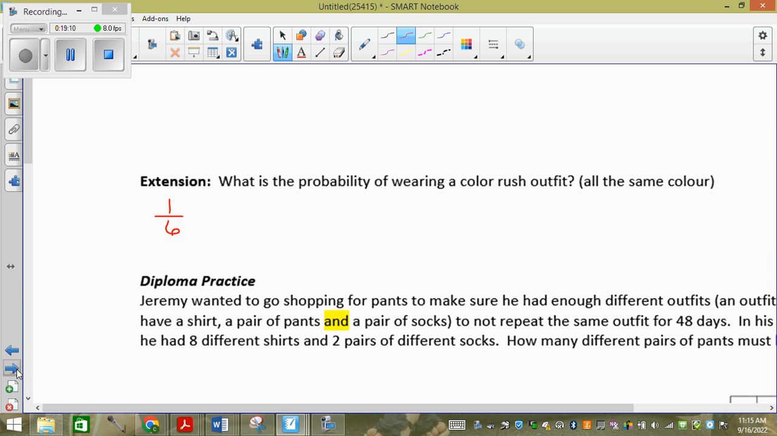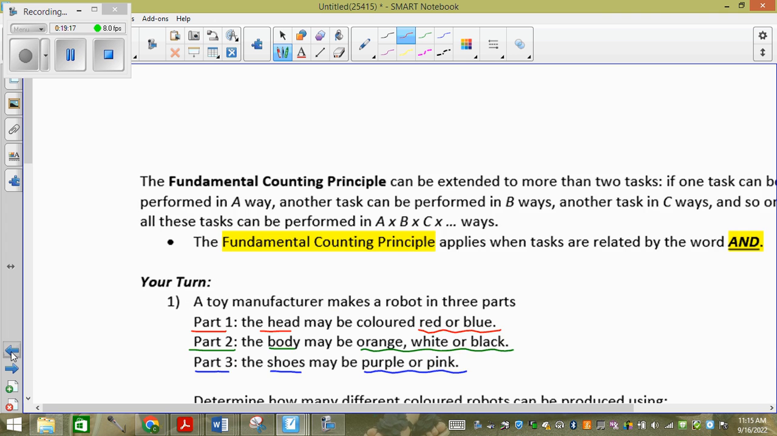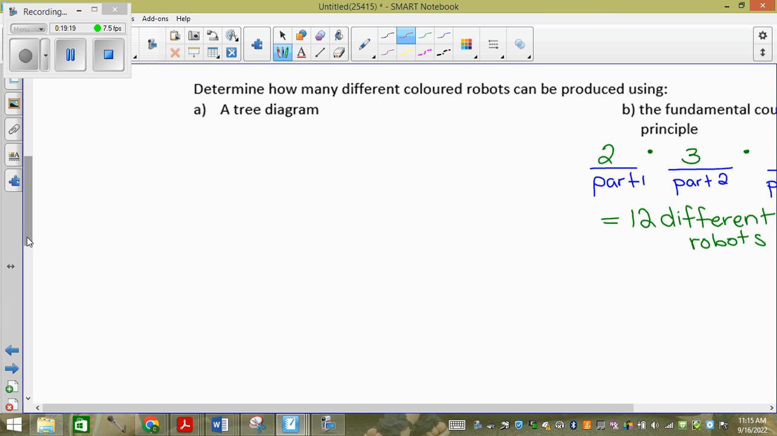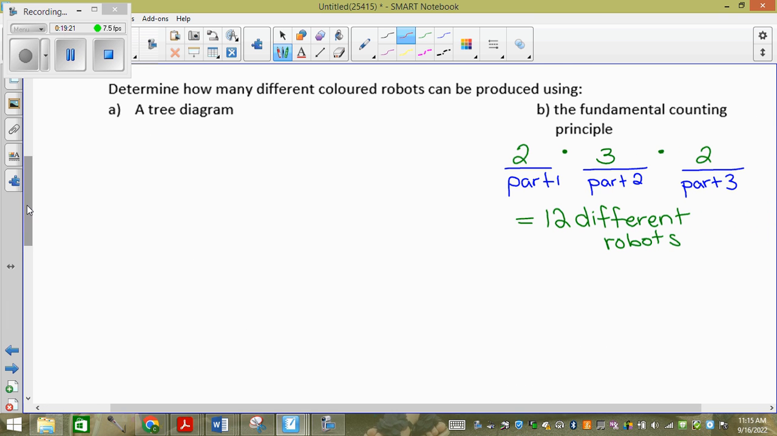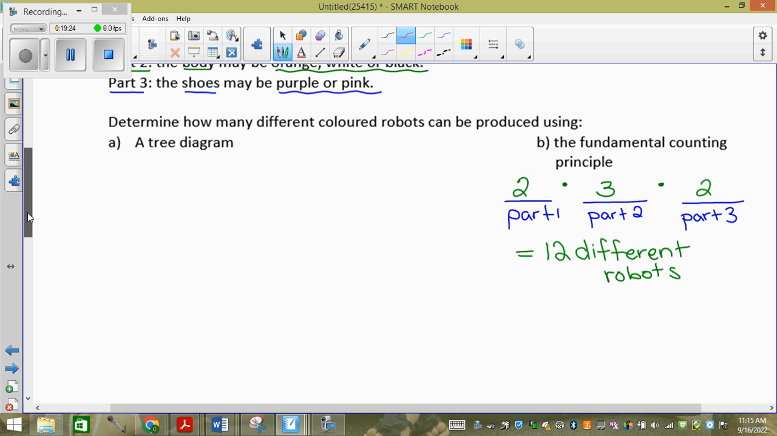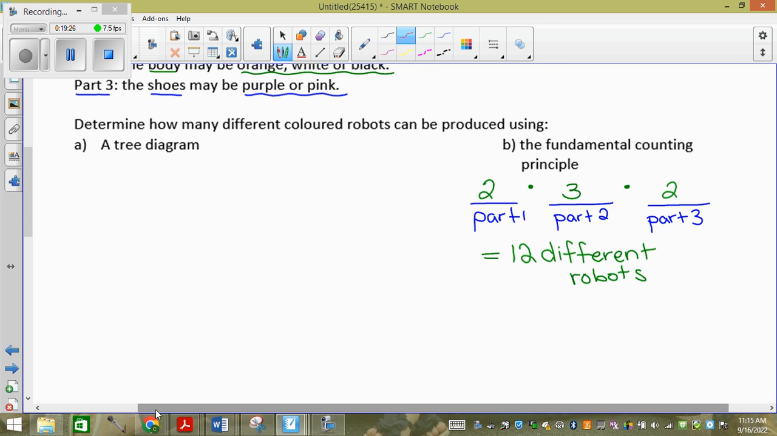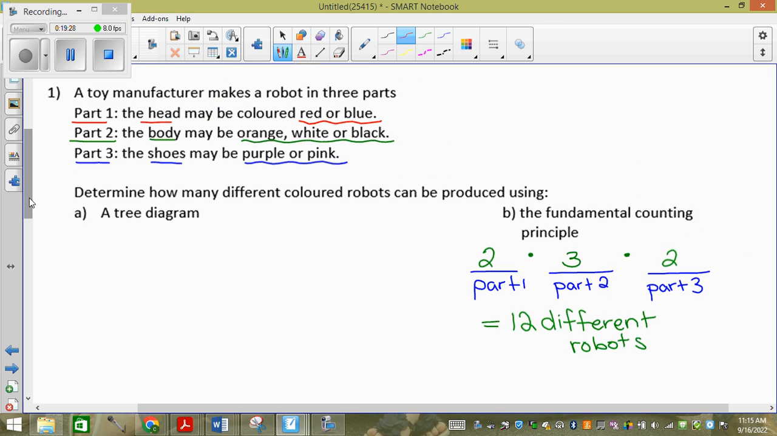Then I'm going to get you to flip back a page. We didn't do this yesterday because we ran out of time. I want you to do it today. I want you to show me the tree diagram of the 12 different robots. So remember, you work along the top. Along the top, you're going to have part 1. Then you're going to list those parts with space. Then part 2 are going to be the branches off part 1. Then part 3 are the branches off part 2. So try it out. See if you can do it.